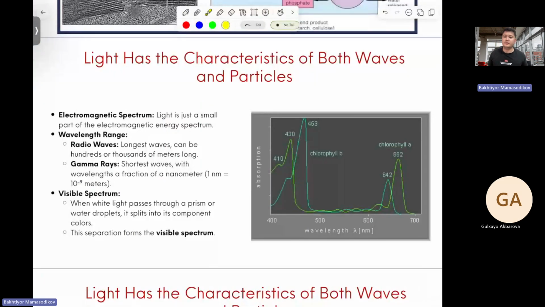So light, what is light? Actually, light is a form of energy. And plants use specific small portions of the electromagnetic spectrum, okay? The visible spectrum is just a small part of the electromagnetic energy spectrum. The light is absorbed by the chlorophyll in plant cells to drive the light-dependent reactions, okay?